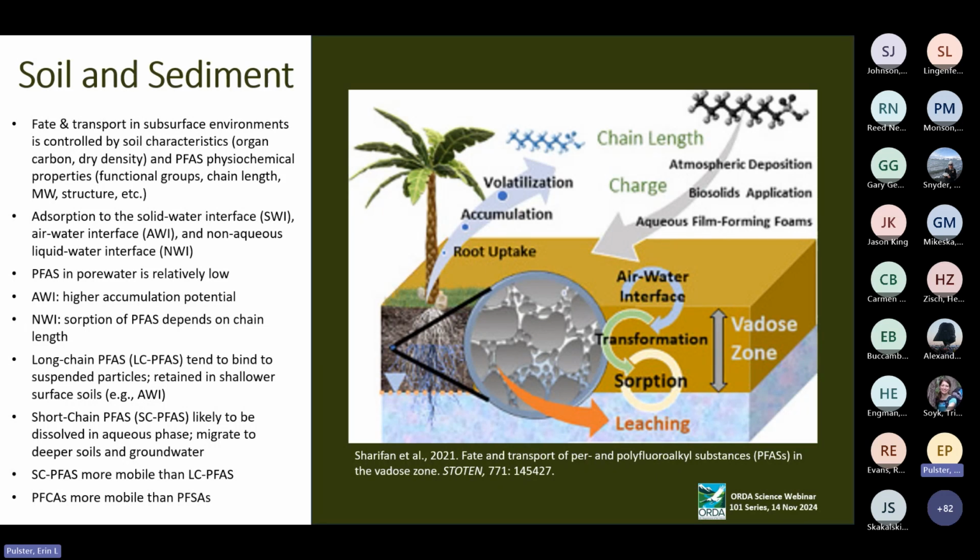The long chain PFAS compounds tend to bind to the suspended particles, and therefore that's why a lot of times you'll see them in the sediments as opposed to the water column. And they're typically retained in more of the shallow surface soils, whereas the short chains are more mobile than the long chains, so they can tend to move down through into our groundwater.